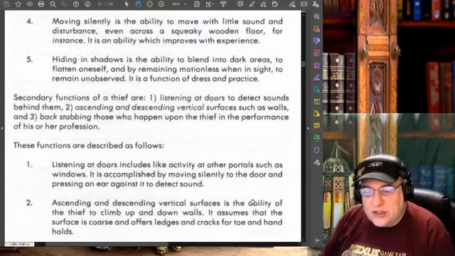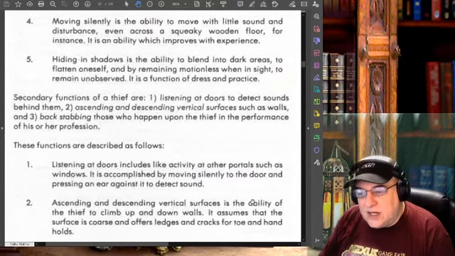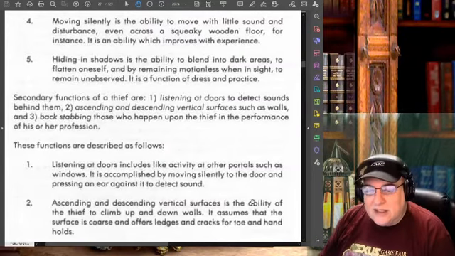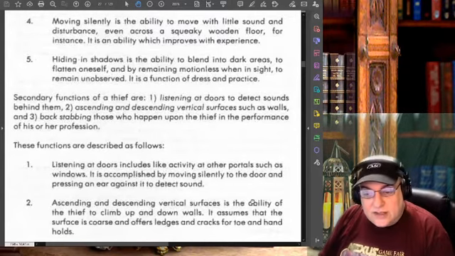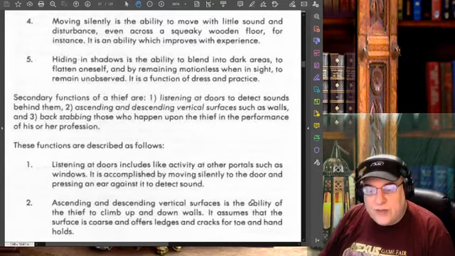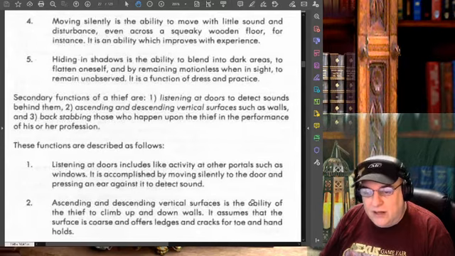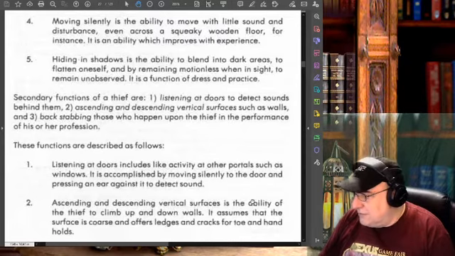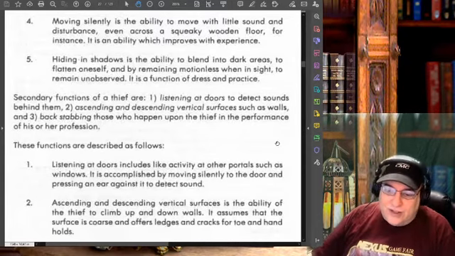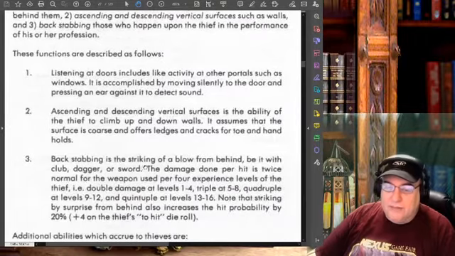Number 5, hiding in shadows, is the ability to blend into dark areas, to flatten oneself, and by remaining motionless when in sight, to remain unobserved. It is a function of dress and practice. Secondary functions of the thief are: number one, listening at doors to detect sounds behind them; two, ascending and descending vertical surfaces such as walls; and three, backstabbing those who happen upon the thief in the performance of his or her profession. These functions are described as follows.